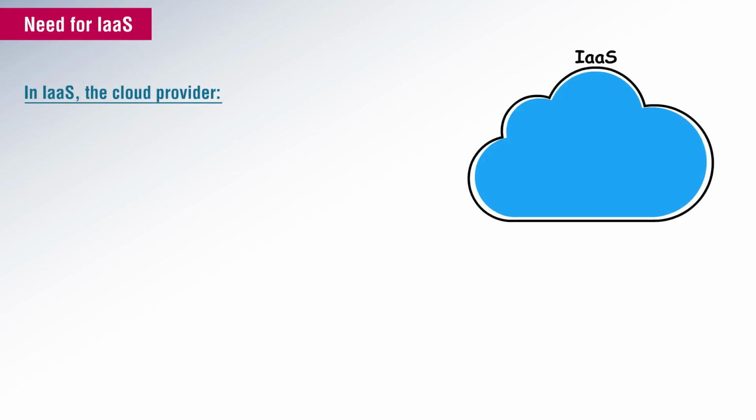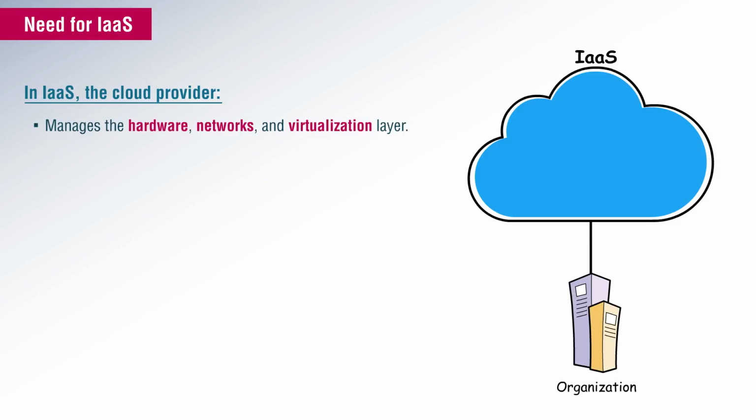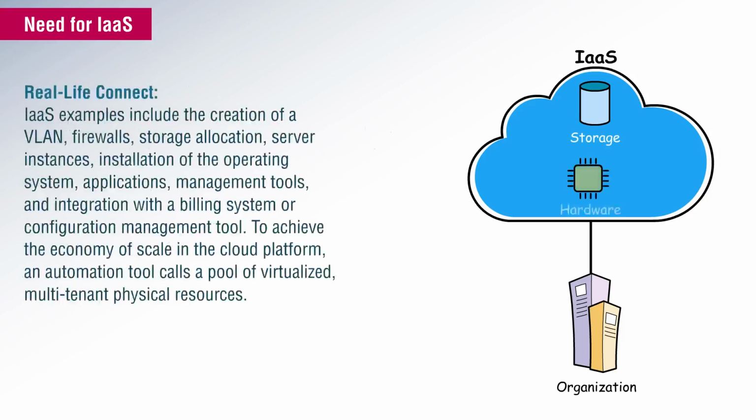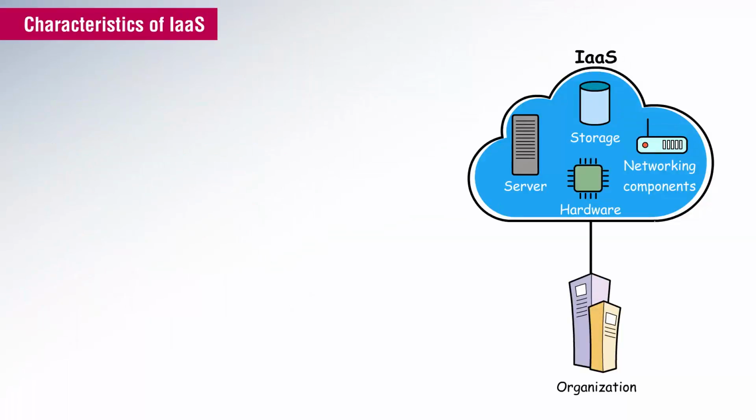In IaaS, the cloud provider manages the hardware, networks, and virtualization layer. The provider ensures that all servers are running correctly. Let's understand IaaS through real-life examples. IaaS is a utility computing service. Main features of IaaS are as follows.